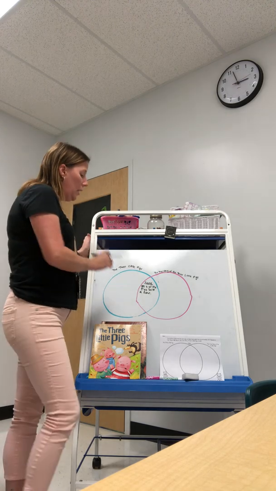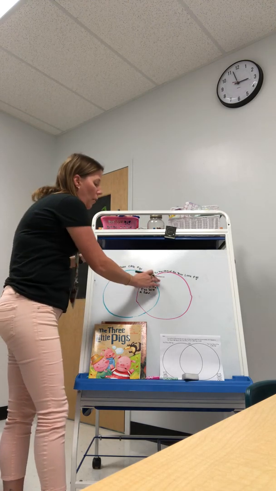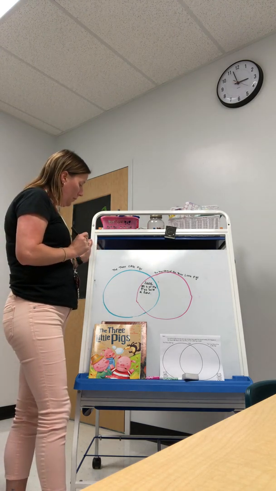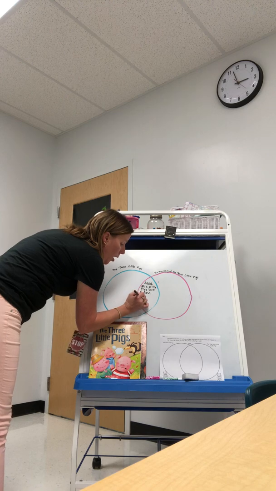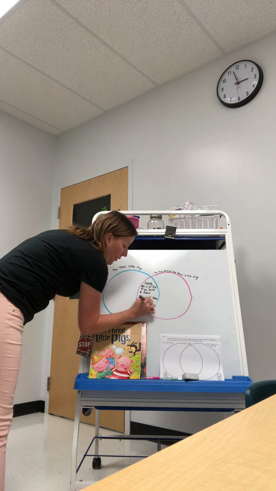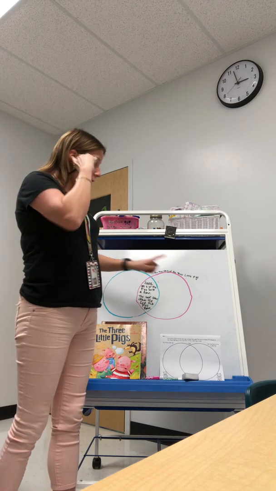All right, so what was another part from both of the stories that were the same? Good. So the wolf blew down the first two pigs' homes. All right, so that is how these two stories are the same.